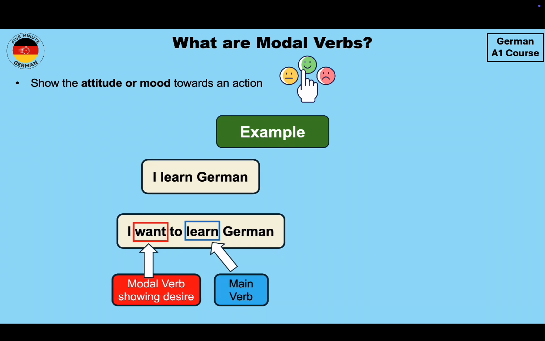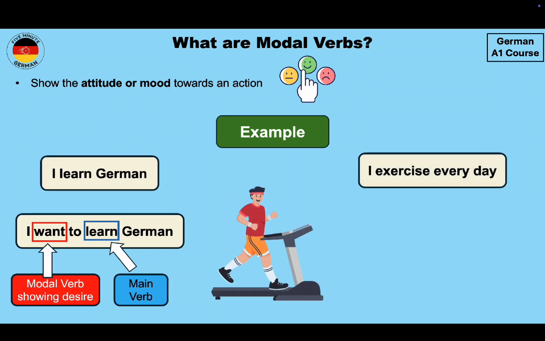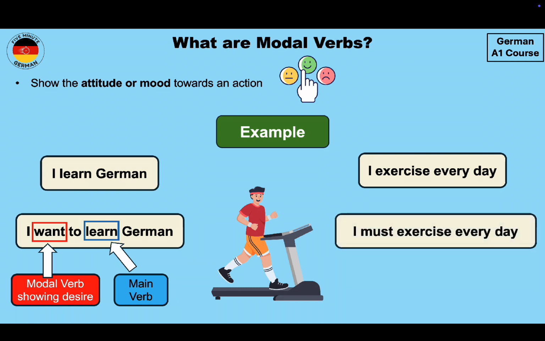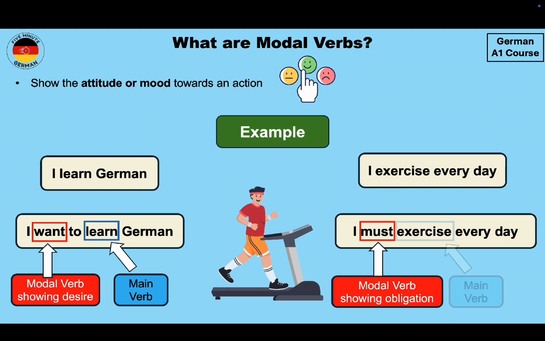Let's take another example. So I exercise every day. Now if I was training for a competition, then I can say I must exercise every day. So over here must is the modal verb which shows my obligation that I have to exercise every day, and exercise is the main verb which comes with the modal verb.